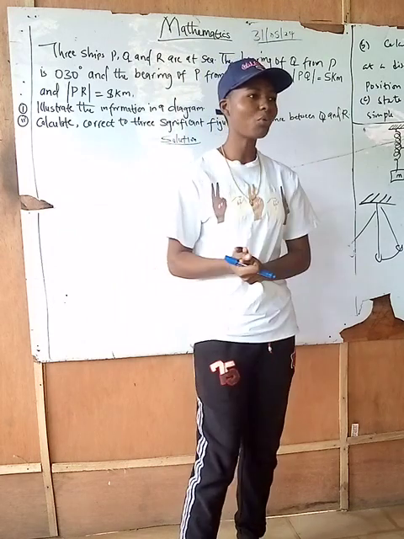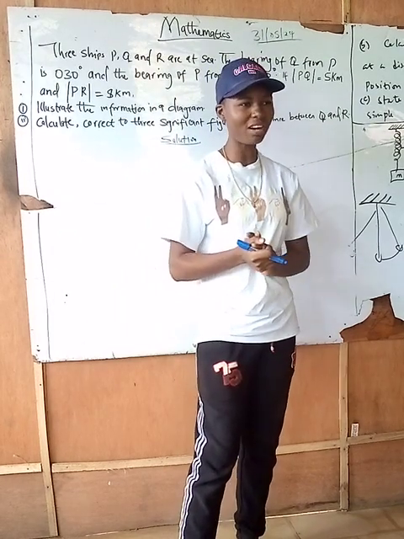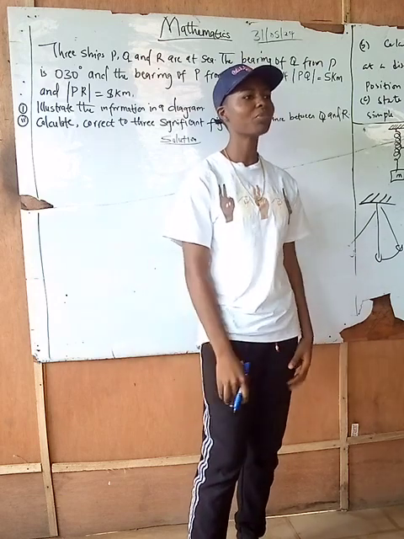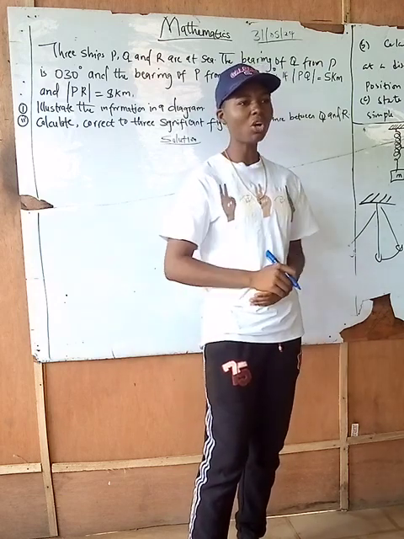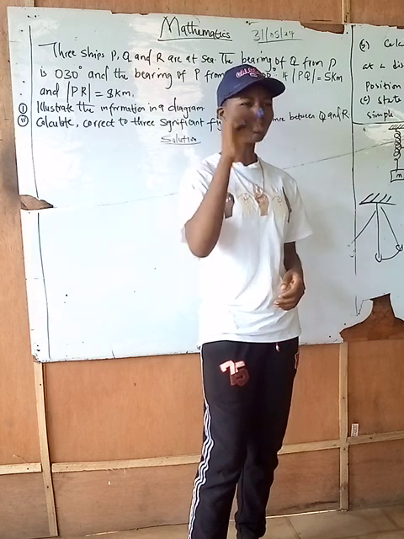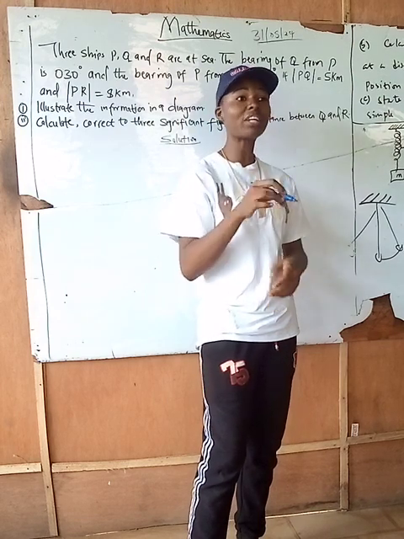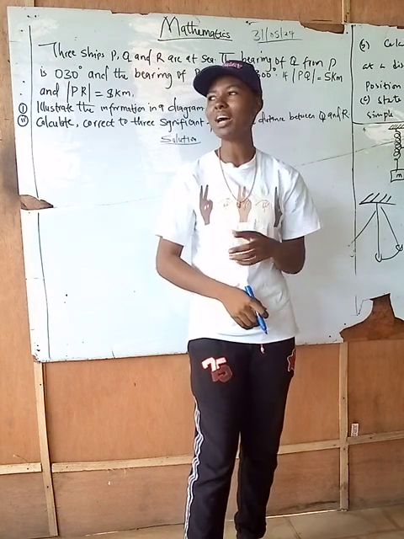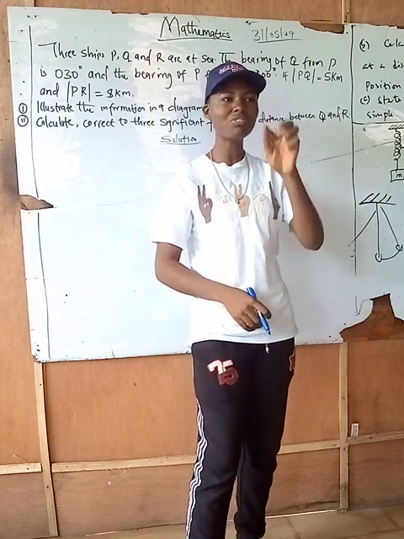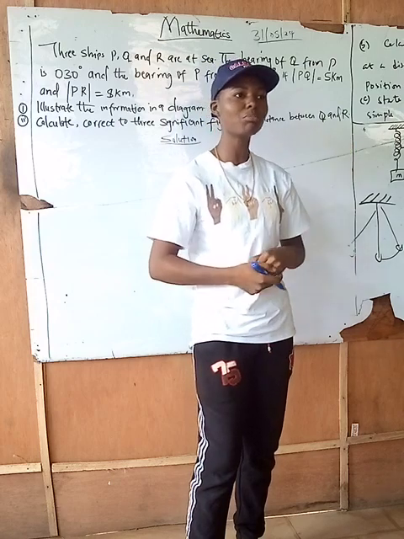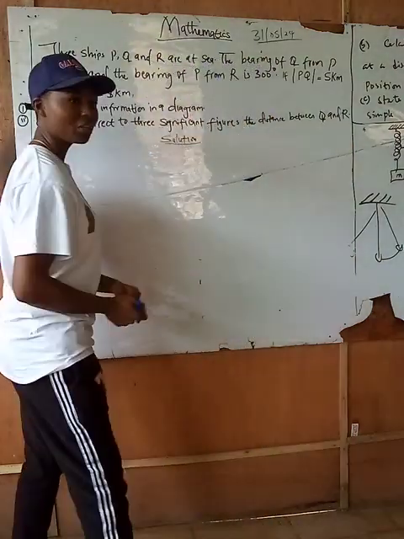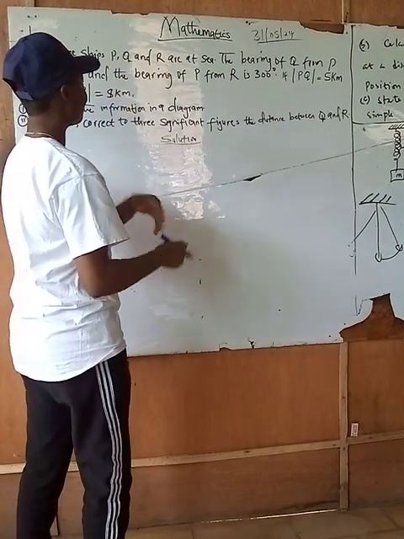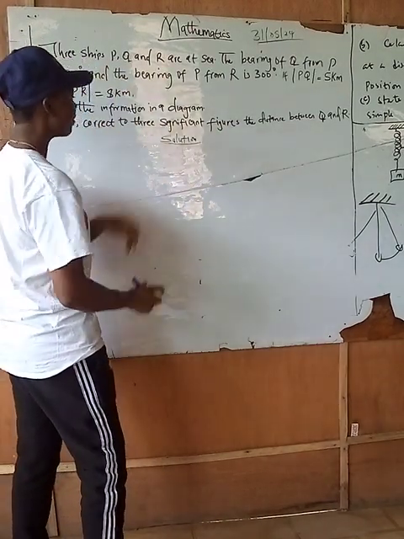You know, when you are drawing your diagram in bearing and distance, always start from the north and try to move in an anti-clockwise direction. Because if you are representing the information and you move anti-clockwise, you are bound to make a mistake. Okay, now this is what I'm talking about. Now, it's like three ships. We have P, we have Q, and we have R.